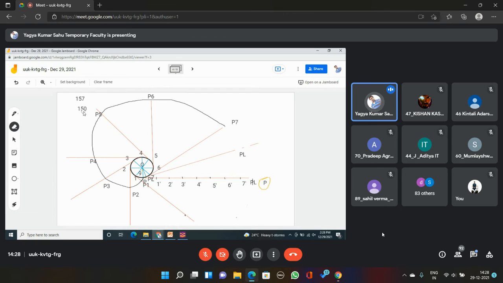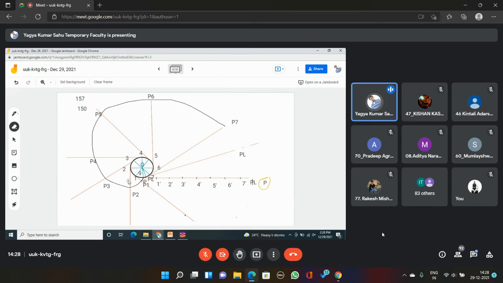T1, 1, 2, 1, 3. What is the arc length for one division? It is coming 19 mm. Yes, sir. Okay, 19 mm means that 19 mm arc length subtends an angle of 45 degrees at O.